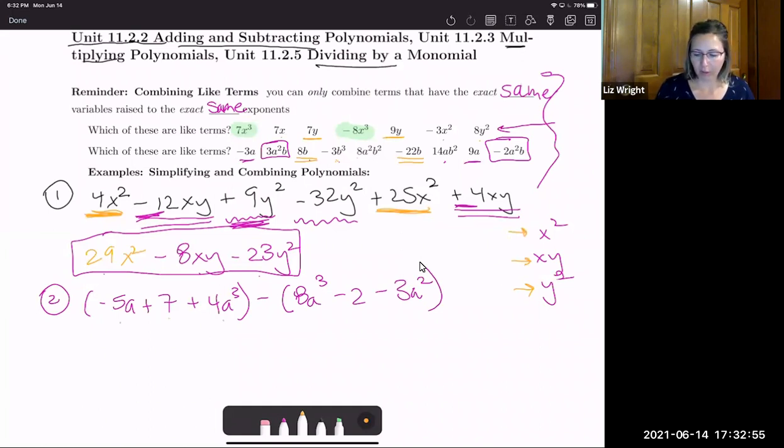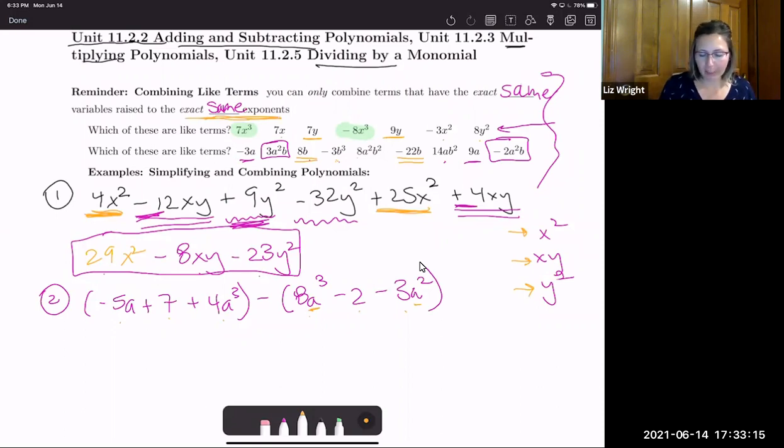So then we look at our next set of parentheses. Is there anything for us to combine? Do we have any like terms? Again, the answer is no. Yes, we have an a and an a, but they're raised to different powers. This one's a to the third and this one's a squared. So again, they don't have the exact same exponents, so they're not like terms.